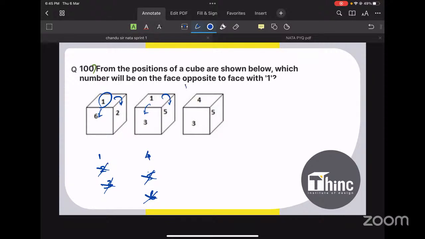So we don't need that many cubes. With only 2 cubes, we solved it. So 4 is the opposite. Okay. Because, see, we can't see the opposite when 1 is present. So how many numbers can you see? Delete them from the options. See, that is a technique.